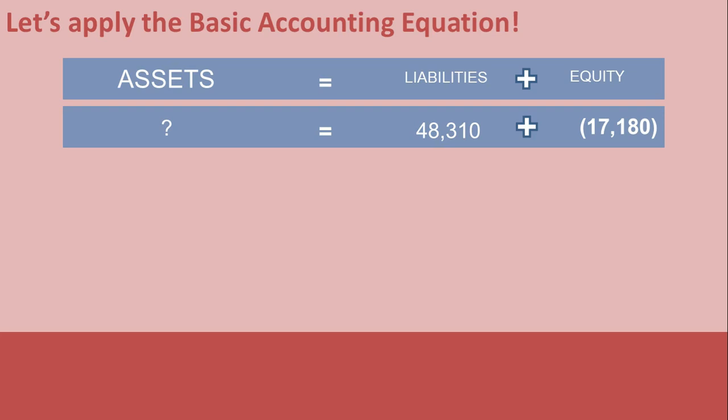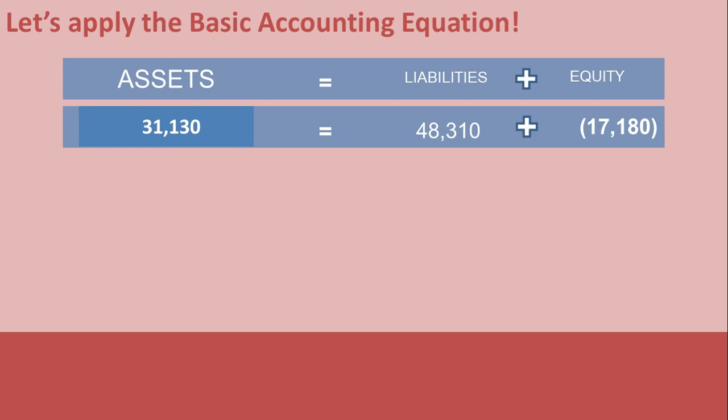Take note that equity is negative. Alright, total assets should be 31,130. If you doubt your answer, just check back on the equation. It always balances. So on the left side, you have 31,130. Now let's check the right side. 48,310 plus negative 17,180 is still 31,130. Good, we have maintained the balance in the equation.